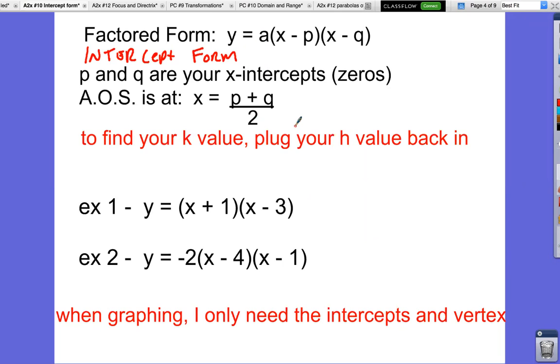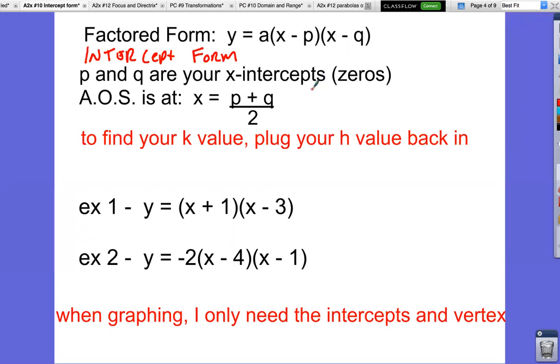Again, this is really the same type of thing, except this time, it's just telling you where it crosses the x-axis, which is why it's called intercept form. It is finding your x-intercepts. And one thing I want to point out, and I know some of you are writing this down and some of you are not. Either way, I hope you get this and you know it.